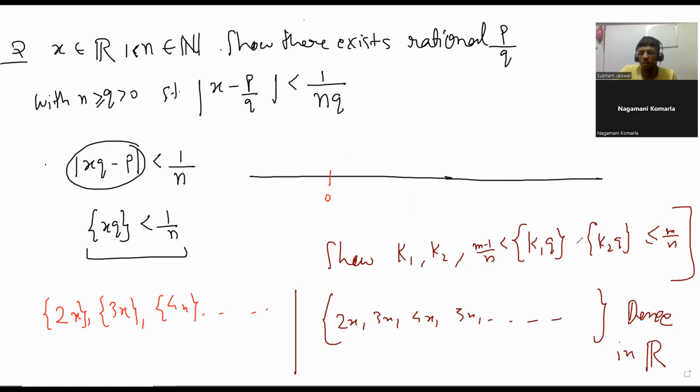Basically what this is saying is that given any point and then given any interval, no matter how small, there will be something from this set, some tx sitting in that, where t is an integer and x is a fixed irrational.